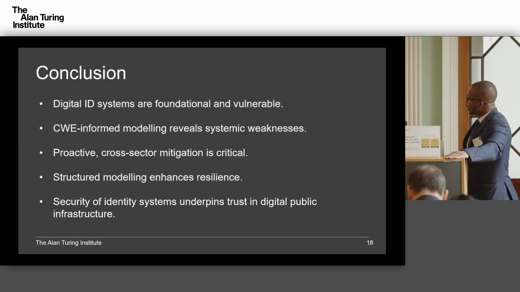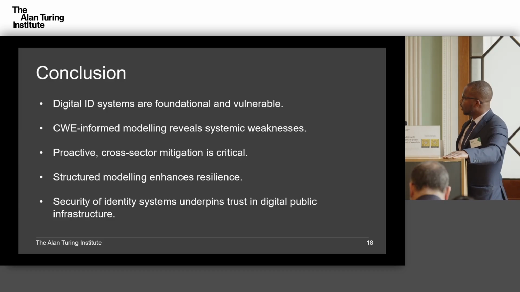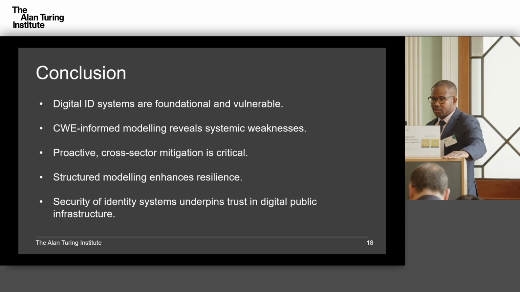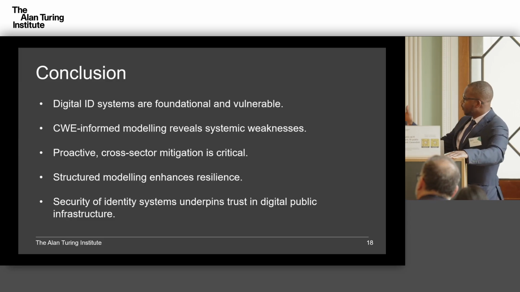We also realized that the CWE, that's common weakness enumeration, informed modeling shows that there were some systemic weaknesses that need to be addressed. We also realized that proactive cross-sector mitigation is critical, and structured modeling enhances resilience. Then security of identity systems also increases the public trust that someone presented on earlier on.